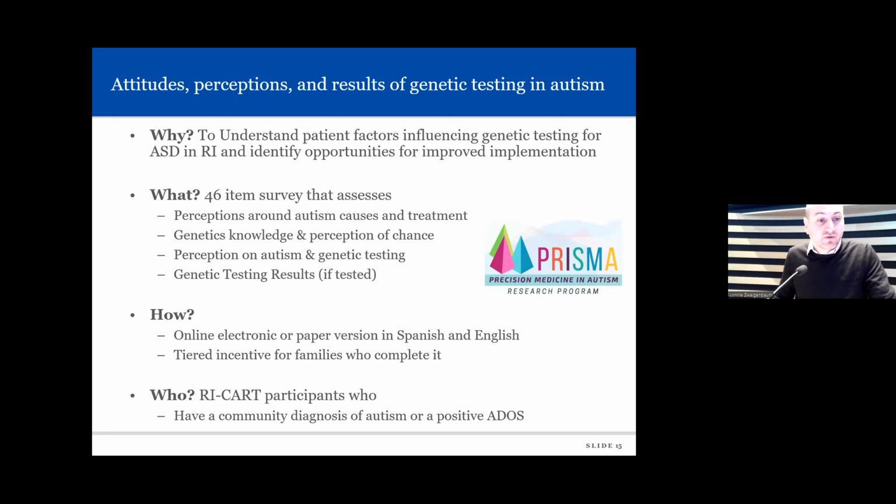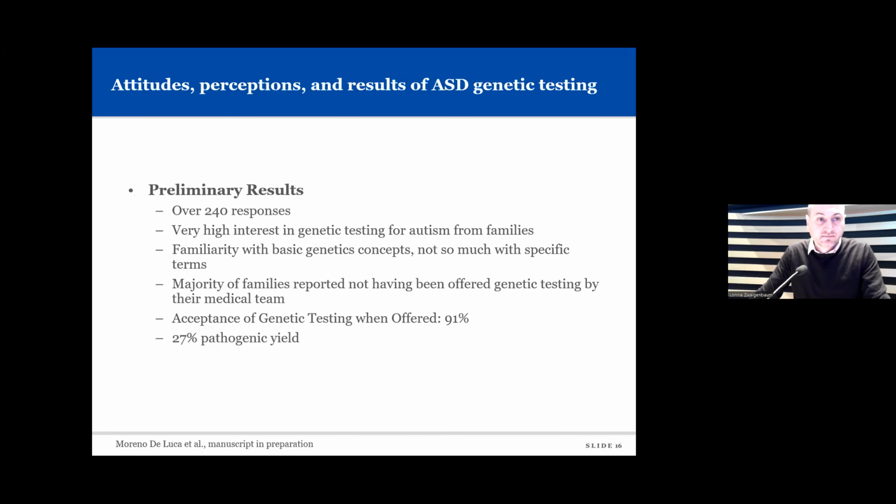We did a survey that we administered via electronic or paper version in English and in Spanish, and we had a tiered incentive for those who completed it. And we included people who had either a community diagnosis of autism or a positive ADOS. We're looking at those data, but we had a relatively high rate of response based on a longer and more complex survey.